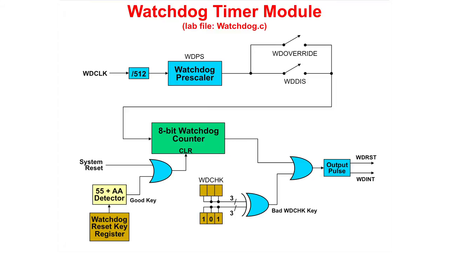During initialization, 101 is written into the Watchdog check bit fields. Any other values will cause a reset or interrupt. During runtime, the correct keys must be written into the Watchdog key register before the Watchdog counter overflows and issues a reset or interrupt. Issuing a reset or interrupt is user selectable.